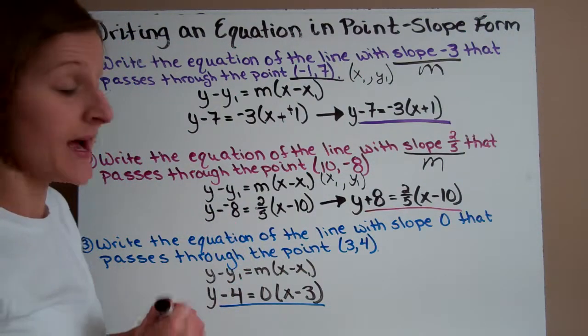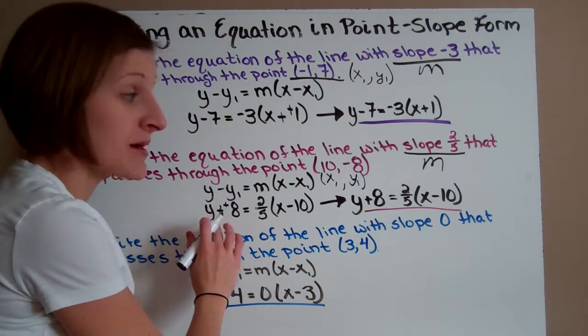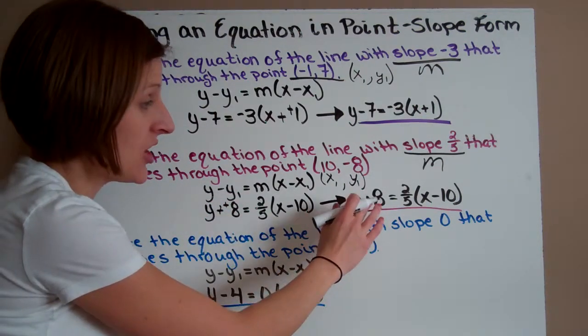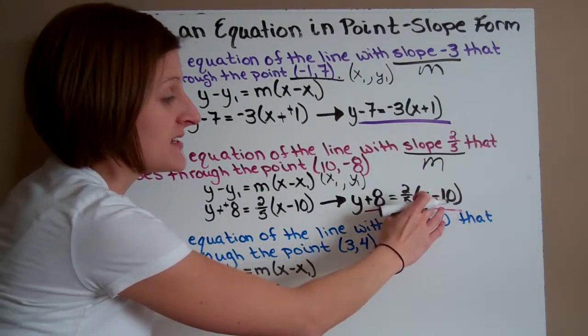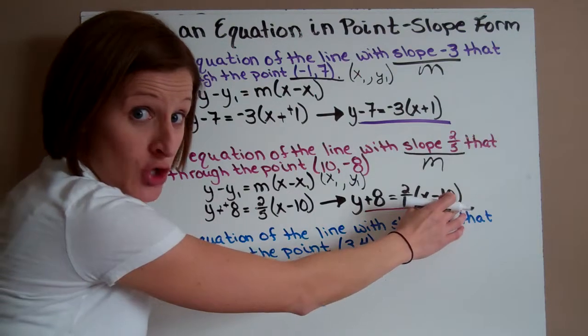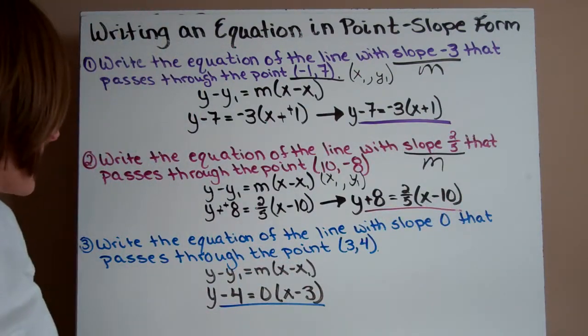Now again, I have my situation of keep, change. That becomes y plus 8 over here equals 2/5 x minus 10. Notice I didn't do keep change over here to make this x plus negative 10. I just left it as x minus 10.